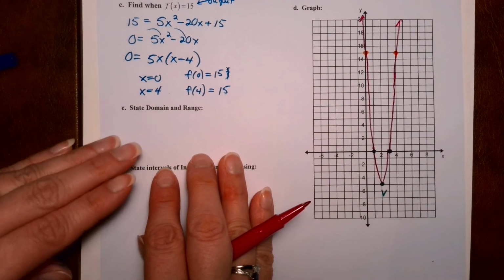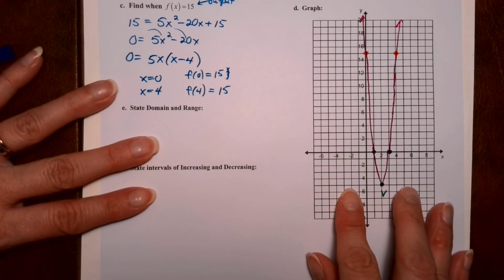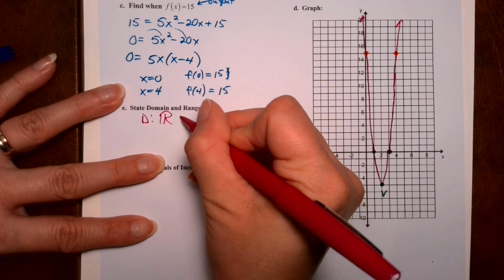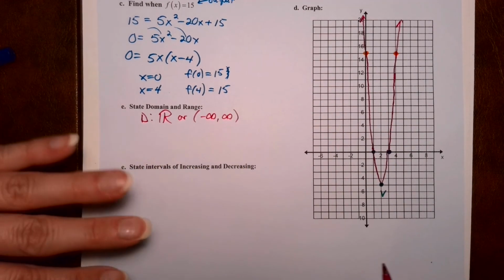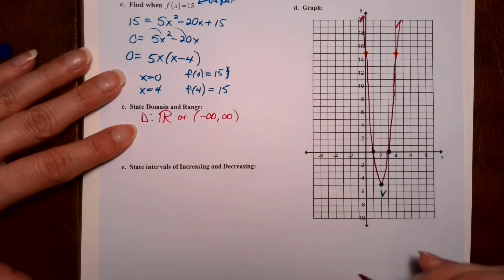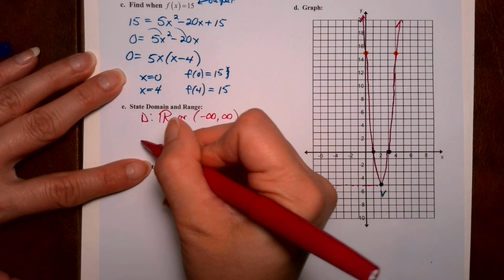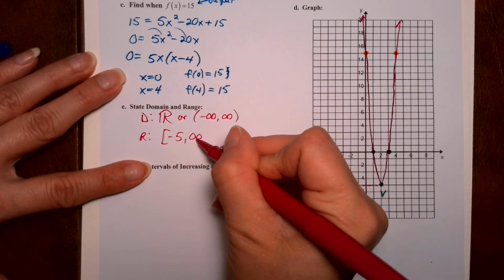State the domain. Now this parabola goes forever to the right, forever to the left. He has no breaks in him, so the domain is all reals. Or you could say from negative infinity to positive infinity. How about the range? What about the y values? The smallest y value is -5. So brackets from -5 up to infinity.